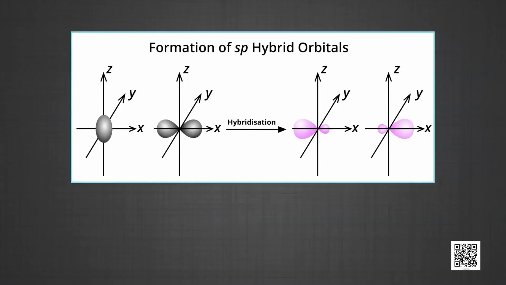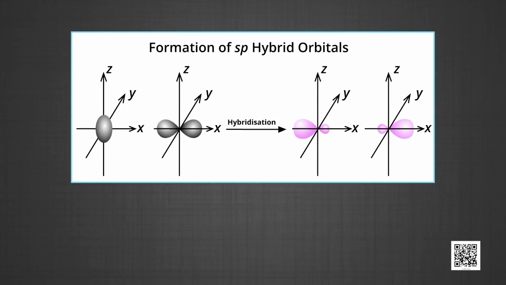Now, the types of hybridization. There are various types of hybridization involving s, p and d orbitals. The different types of hybridization are as under. Let's discuss each with an example. The first one is the sp hybridization.